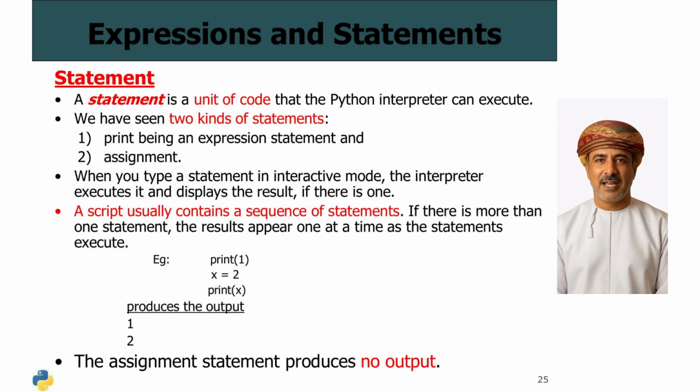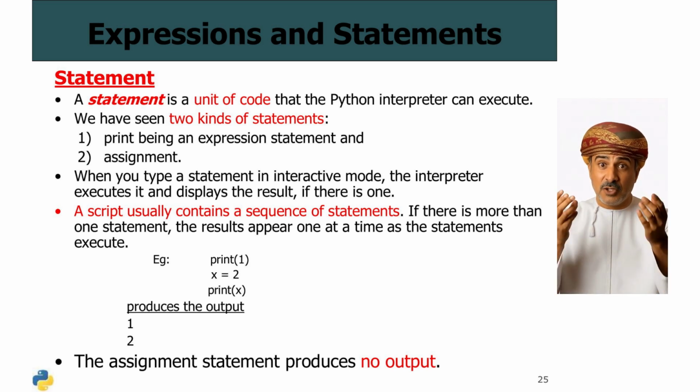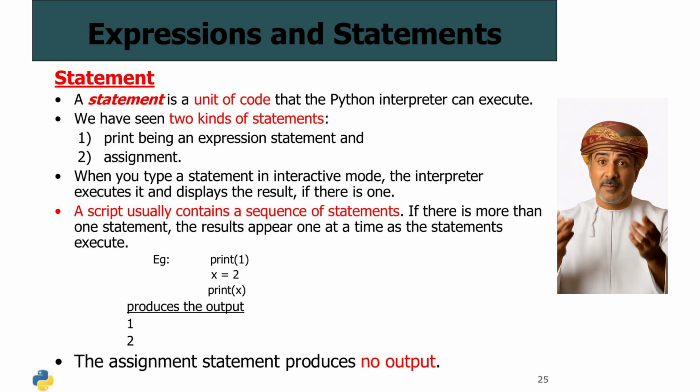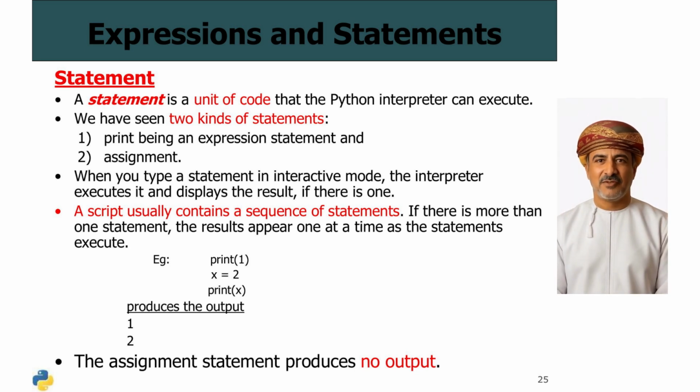A statement in Python is a code unit the interpreter can execute. We've encountered two types: expression statements like print, and assignment statements. In interactive mode, statements execute sequentially, displaying results if applicable. For example, print(1) followed by x = 2 and print(x) outputs 1 and 2, while assignments themselves produce no output.